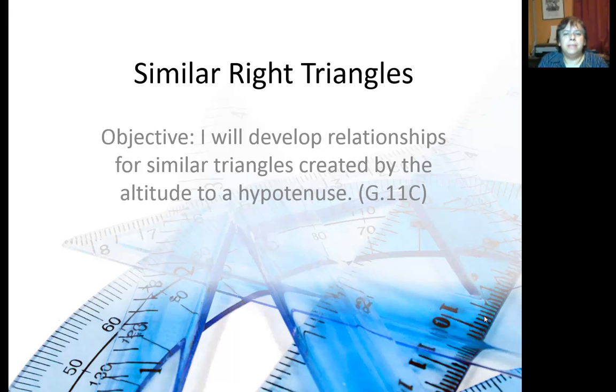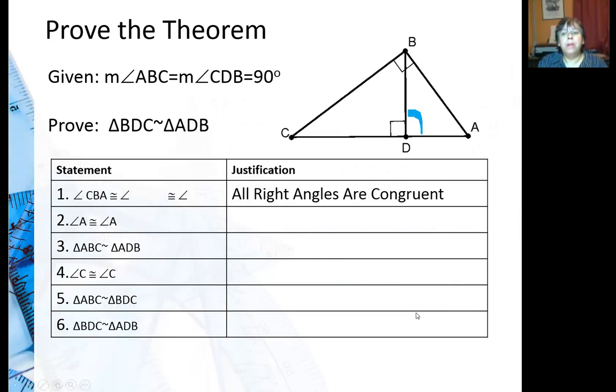Now we're going to look at similar right triangles that are created when you take a right triangle and draw an altitude to the hypotenuse. That means the hypotenuse is going to be the base, and you're going to have the right angle on top, and you draw a vertical segment connecting the base, which in this case is the hypotenuse, to the right angle. So we're going to prove that these triangles are always similar.